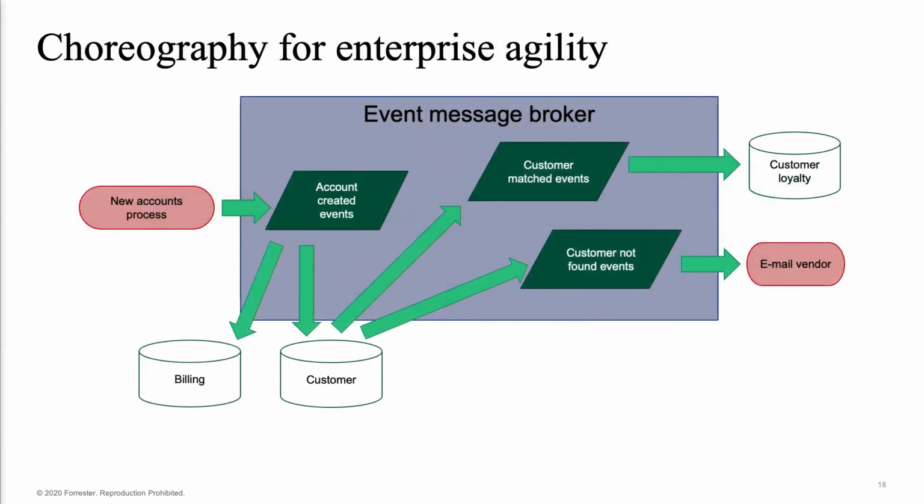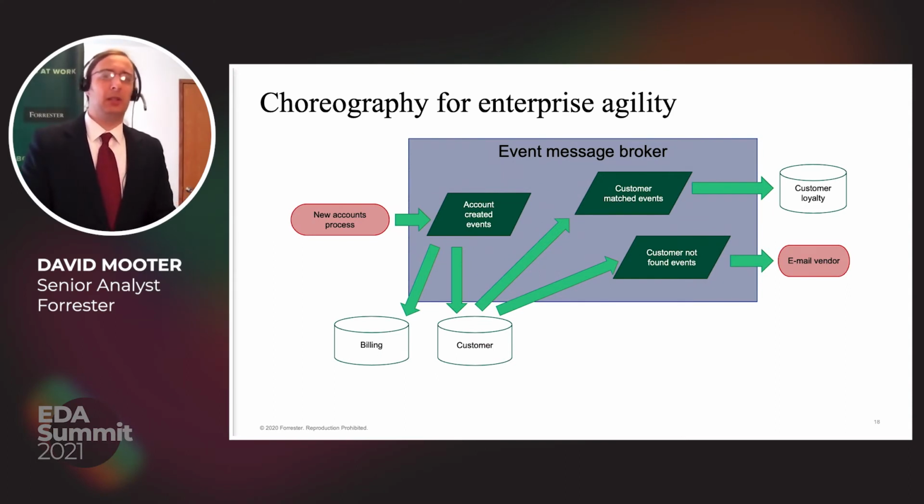All right, so how does choreography address this? If we go to the next slide, choreography for enterprise agility shows that same flow, but using the choreography pattern. My new accounts process is event-driven. It publishes account-created events. The billing system subscribes and does whatever updates it needs. The customer system also subscribes, does whatever updates and matching it needs, and it also publishes the results of what happened during the matching algorithm: customer matched, customer not found. Finally, my loyalty system can subscribe to the match events and do its update, and my email process can subscribe to the not found and trigger the welcome email.